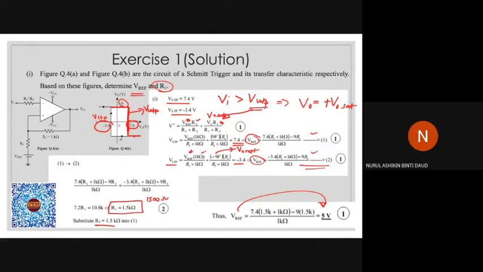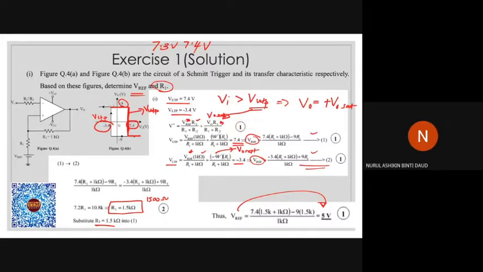Because at more than 7.4, the output value will quickly drop to minus. You can see there is a very exact difference. If the input value is at 7.3 volts, the output will still be plus 9, still on the positive side. But once at 7.4 volts, it will quickly drop to minus 9. So this is what we call hysteresis.